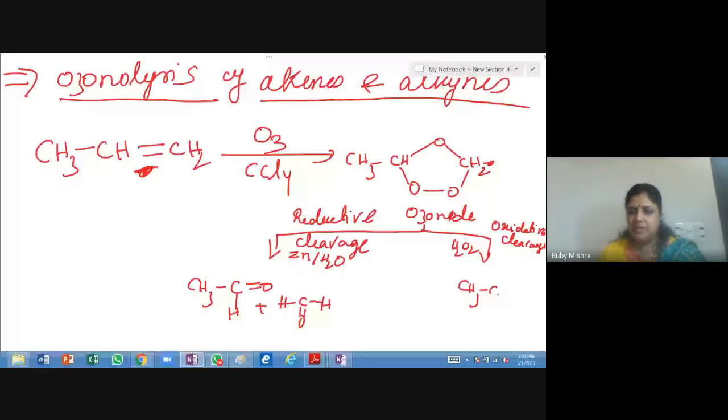So if there is a reductive cleavage, then we will be getting carbonyl compounds. In this particular case, we will be getting CH3COH plus HCOH. And if it is an oxidative cleavage, then we will be getting CH3COH plus HCOH. So this is nothing but ozonolysis.